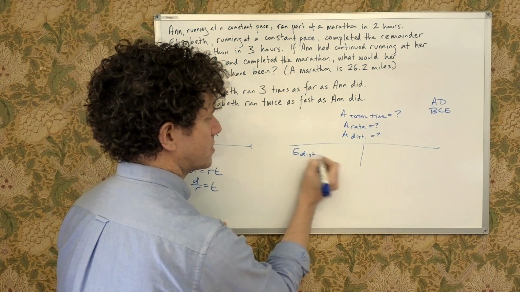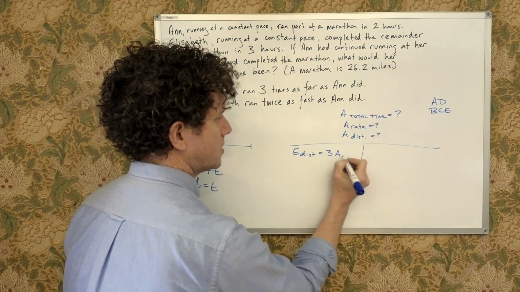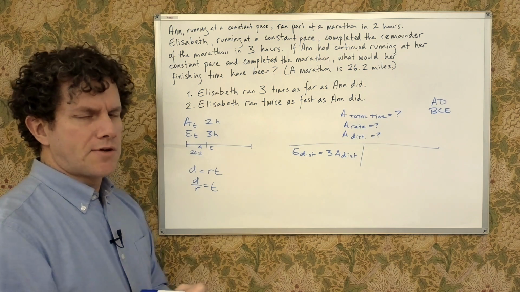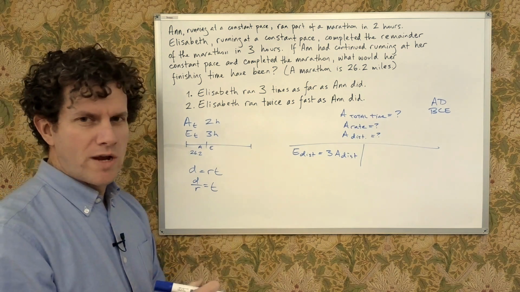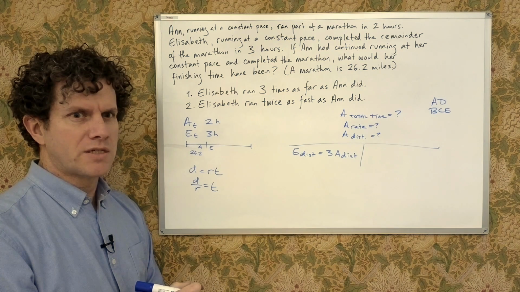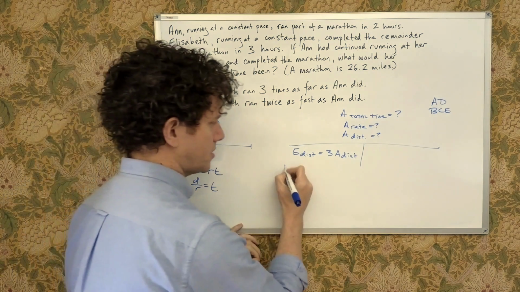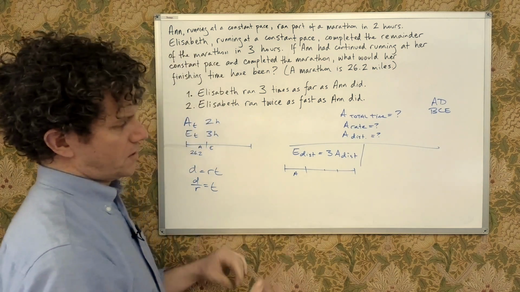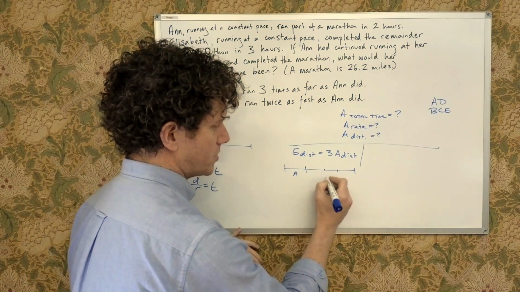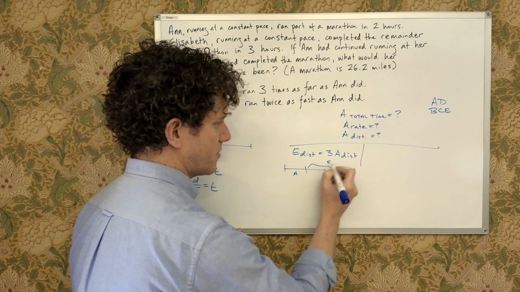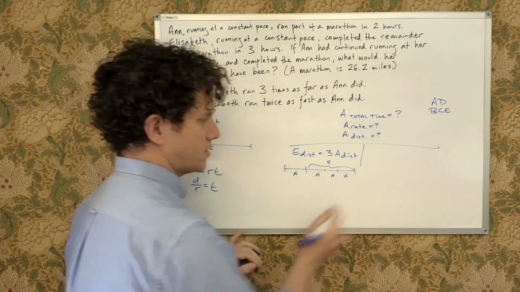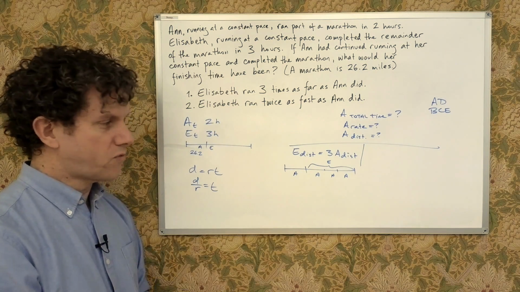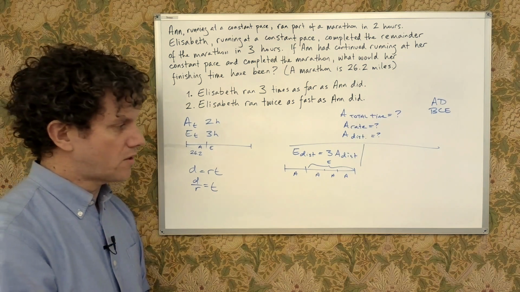Elizabeth's distance is 3 times Anne's distance. I could start thinking about writing some equations or that sort of a thing. I just want to pause and consider what that actually means. If this is the whole marathon, then the Anne segment, the Elizabeth segment is 3 of those. So we can think of this as all of Elizabeth, or we can think of that as 3 Annes. Well, what does that tell me? That tells me that Anne ran 1/4 of the whole marathon.